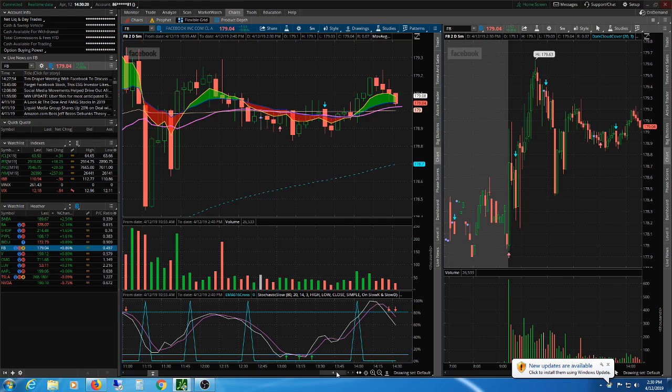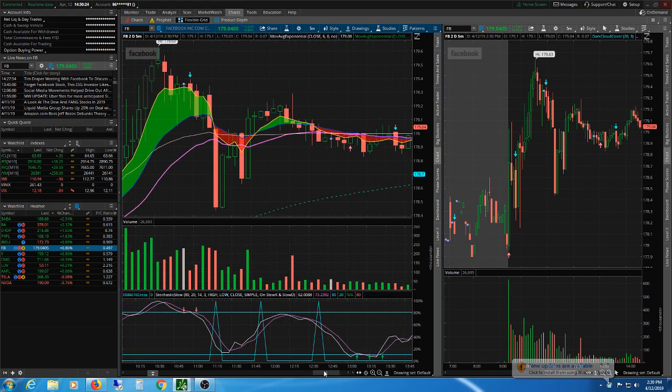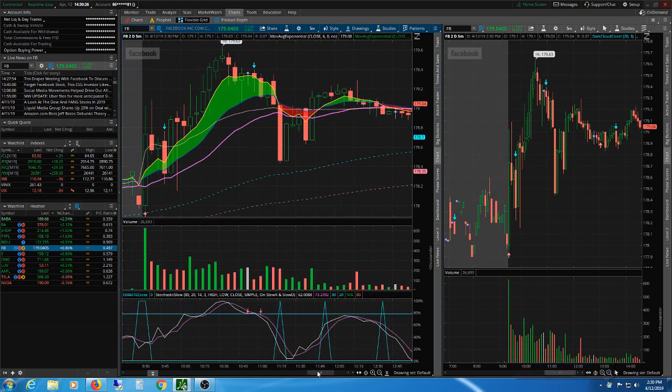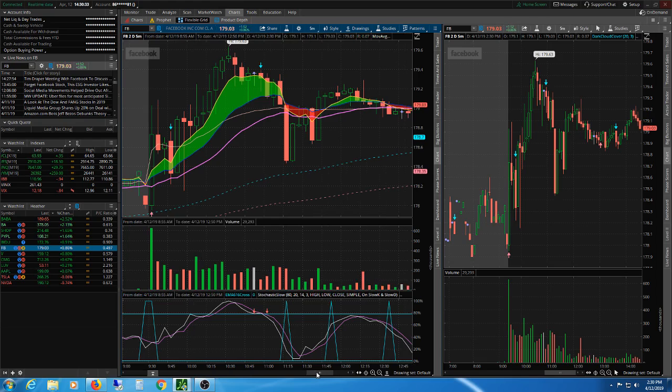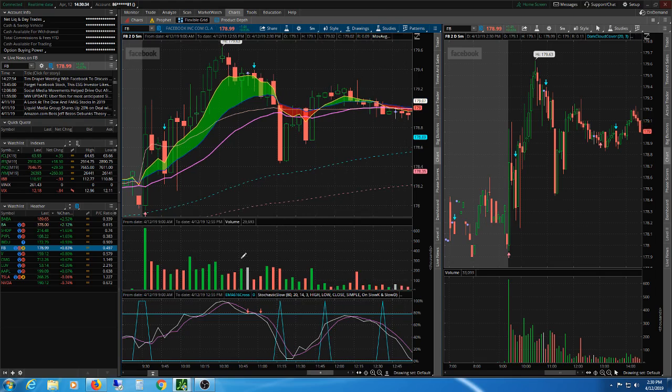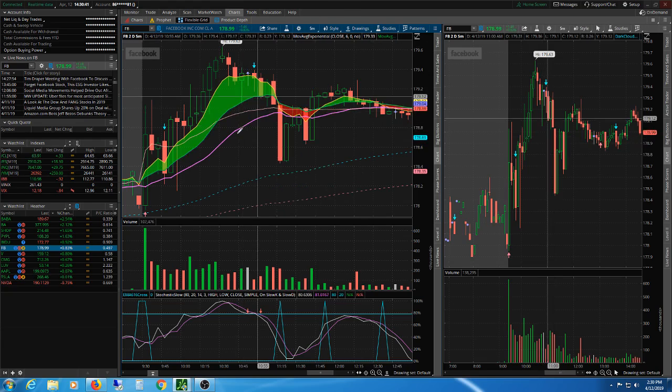I got this from another place. I'm not going to name it, but another trading service uses this, so I kind of stole it from there. So I have VWAP here, and I kind of put that in.